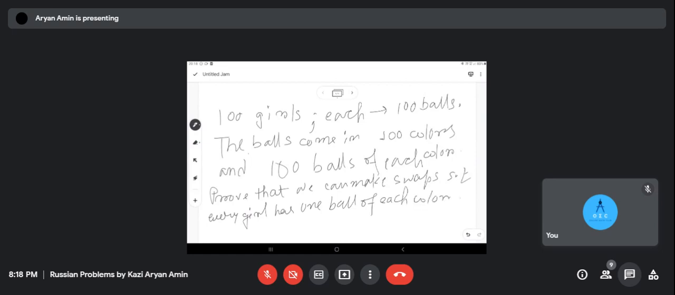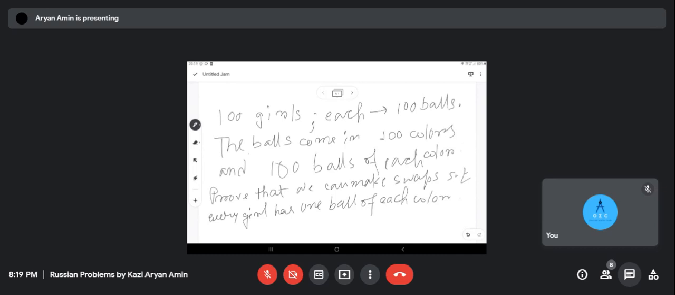Okay. So I'll just repeat what I said. Basically, there are 100 girls. Each of them has 100 balls, right? The balls come in 100 colors, and every color has 100 balls of that color. So, for example, there would be 100 red balls, 100 green balls, etc. So now we will define an operation called a swap, which is basically two girls, let's say G1 and G2. G1 chooses a ball that she has, G2 chooses a ball that she has, and they swap those two balls. That is called a swap.